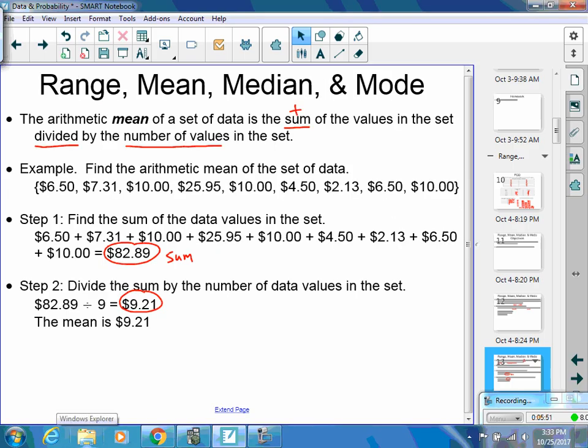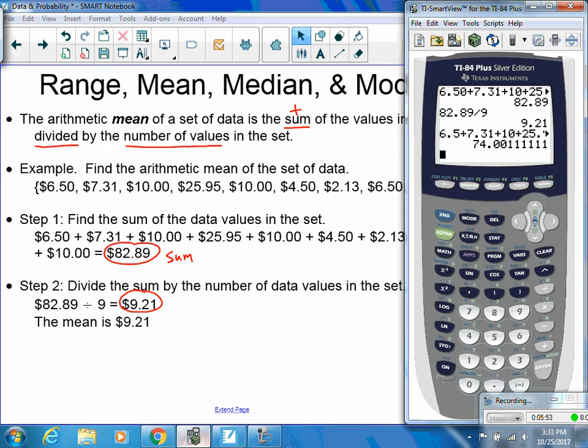When you do this on a calculator, you have to make sure that you add them all up and get your answer. Okay, so if you look up at the calculator here, you can see that on this first part, I added them all up and then I hit enter to get my answer of 82.89, and then I took that divided by 9 to get my $9.21. Okay, that's the correct way to do it on a calculator.